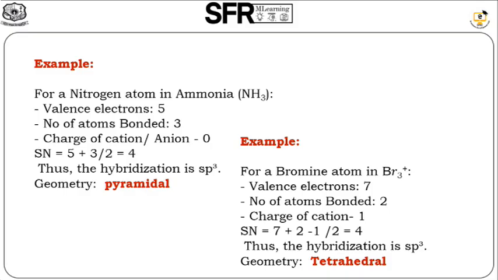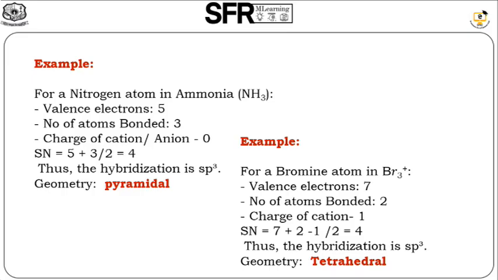The hybridization is sp3, but the geometry of the molecule is not tetrahedral; it is pyramidal, due to the lone pair present in the molecule. The geometry is predicted as pyramidal using VSEPR theory. If we have no lone pairs, we use the VB theory. If the molecule contains a lone pair, the geometry must be predicted using VSEPR theory.